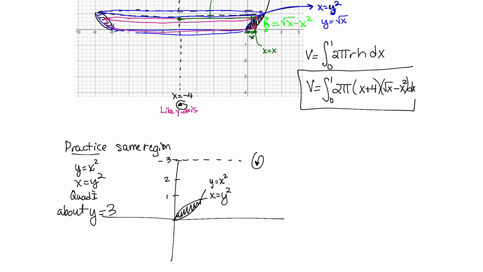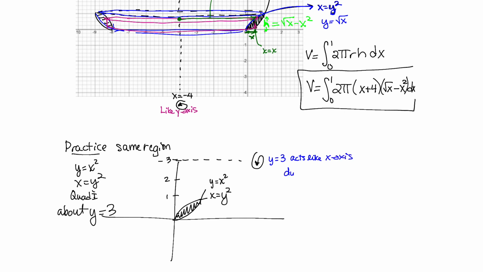Okay, guys, so on this one, we are going about the line y equals 3. y equals 3 is a horizontal line. It's like an x-axis, right? When we do shells, we integrate with respect to the opposite variable, so we are not integrating with x, but with y this time. So we'll walk through that step again. Everybody's thinking this y equals 3 acts like an x-axis.